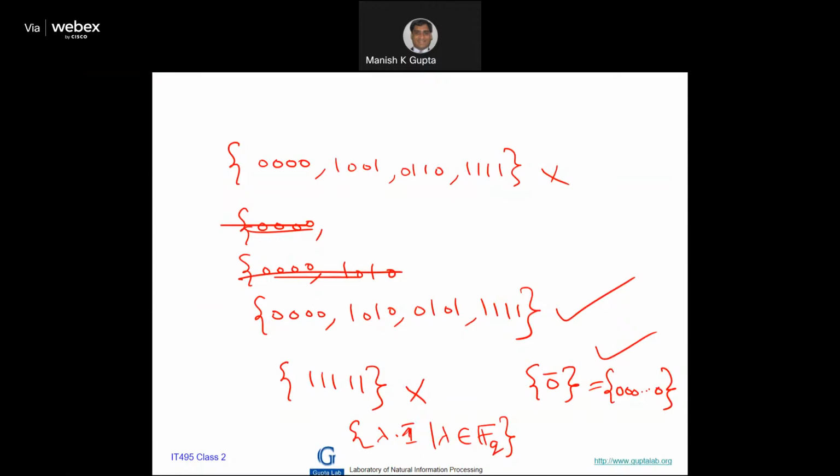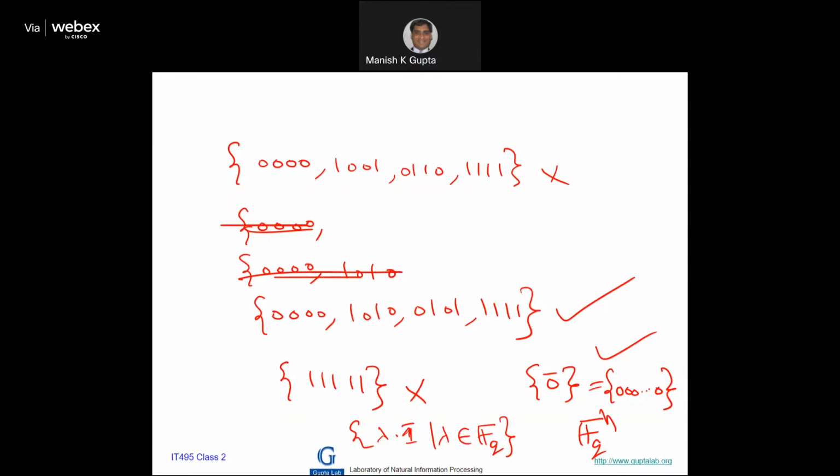Lambda times 1, where FQ is a field with Q number of elements. I think you know what FQ is. Is this a cyclic code for any lambda in FQ? Obviously, because 0 is there, it's a linear space, right? Linear code is fine. What about cyclicity? You will see that it is a cyclic code. You can verify.